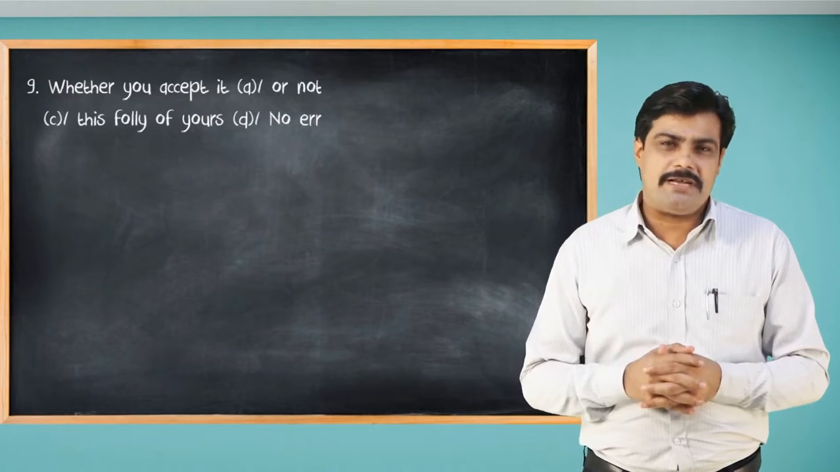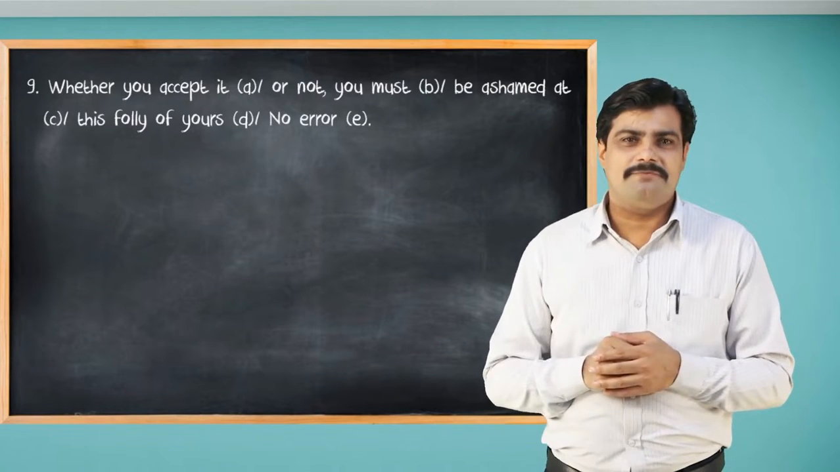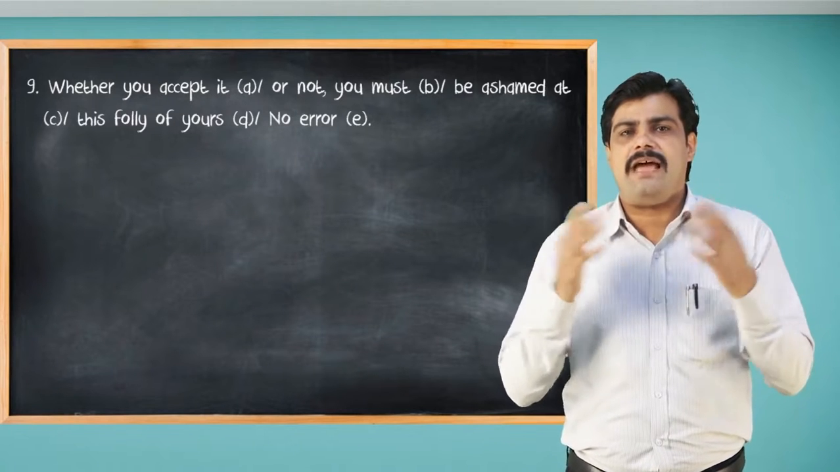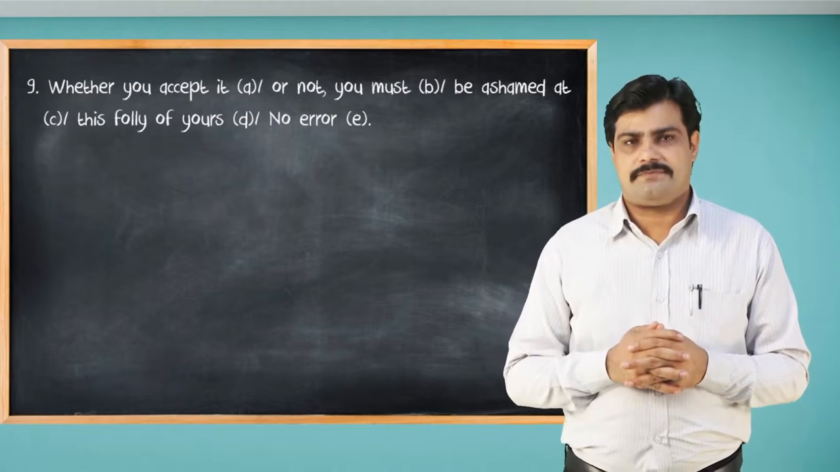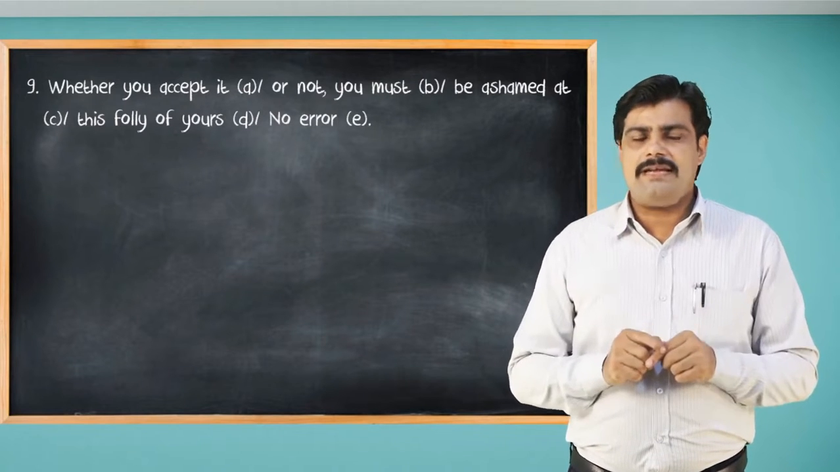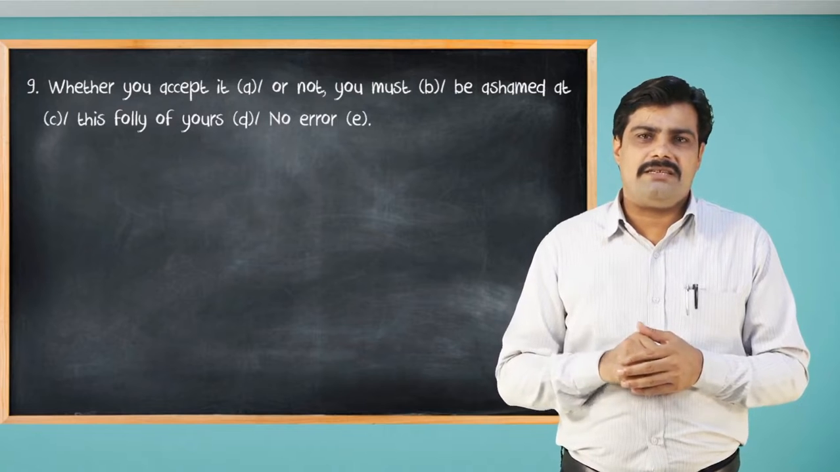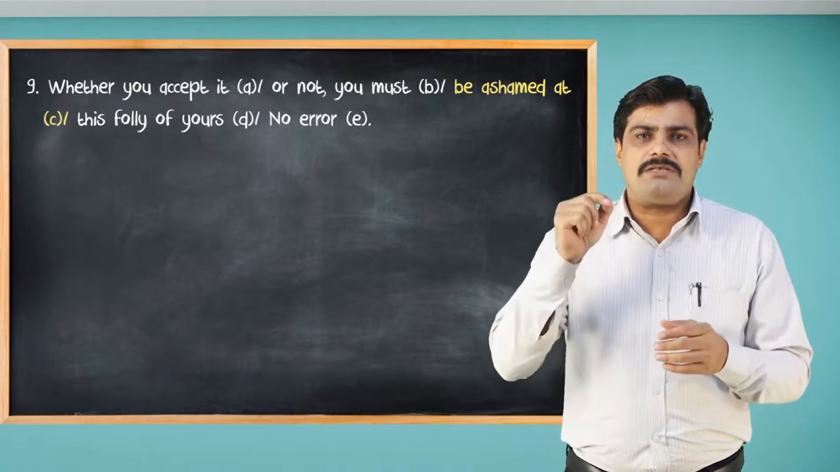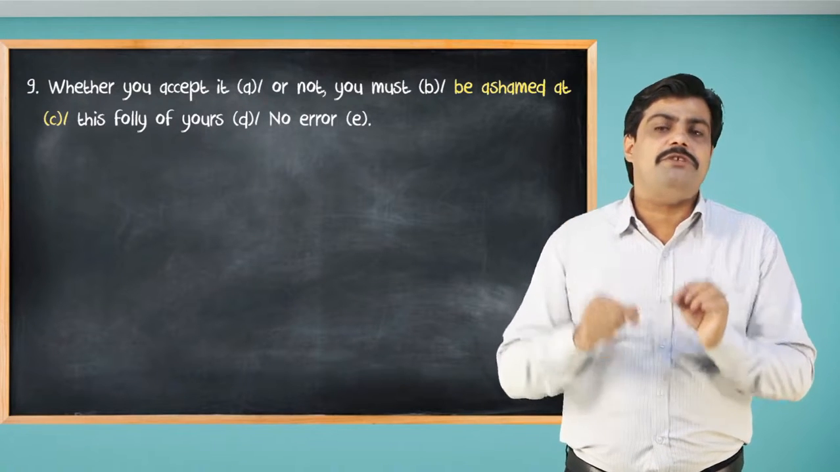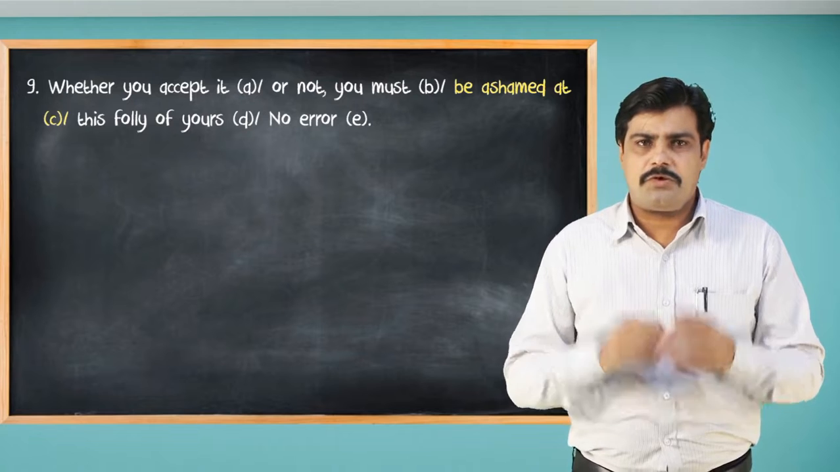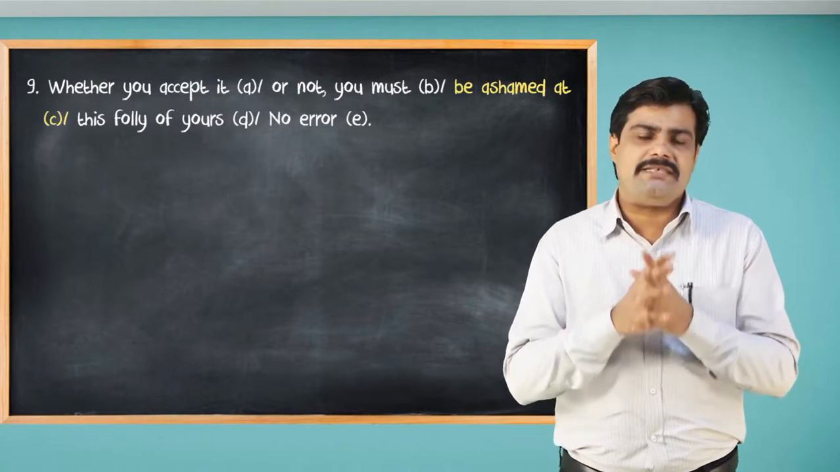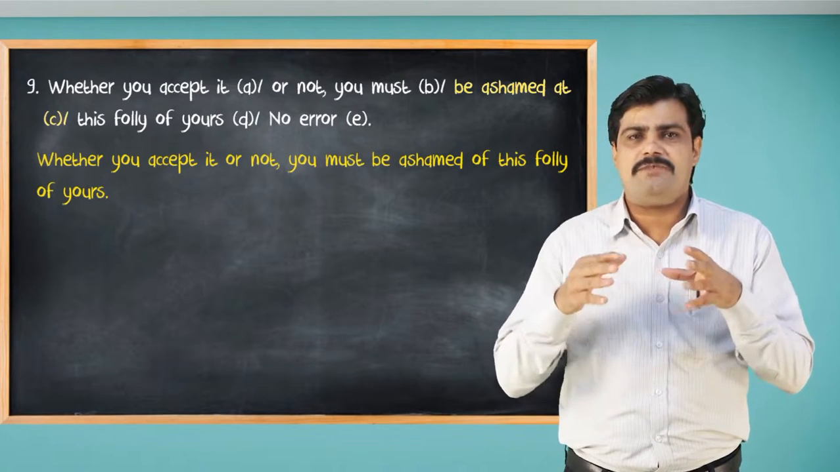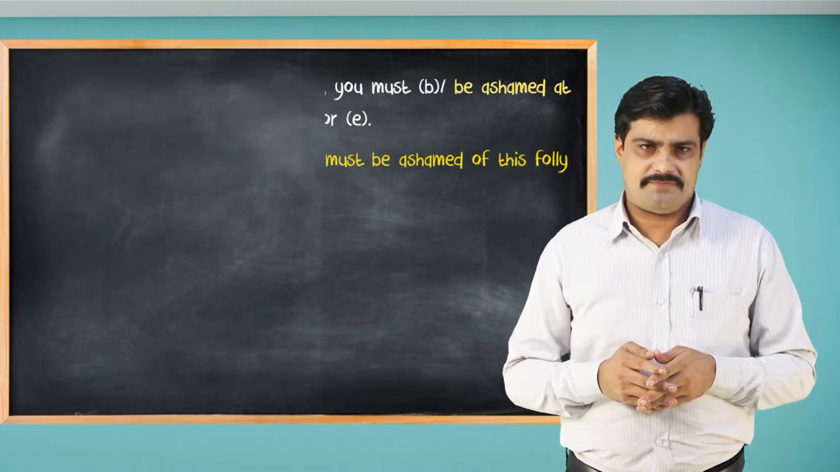Now let's take another sentence. This is an equally important one. Whether you accept it or not, you must be ashamed at this folly of yours. Now when you analyze this sentence, you will find that the preposition after "ashamed" is wrong. Because the word "ashamed" takes the preposition "of" after it. So use "of" in place of "at" and say the sentence as, whether you accept it or not, you must be ashamed of this folly of yours.